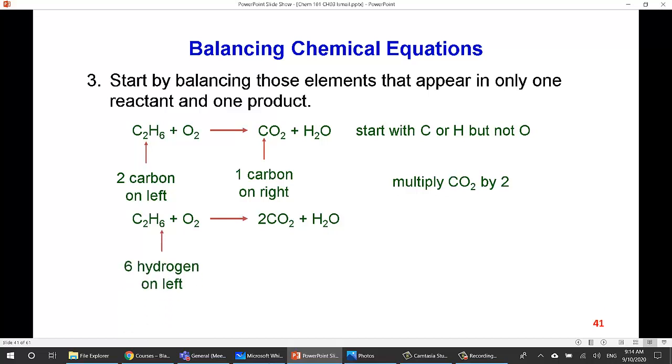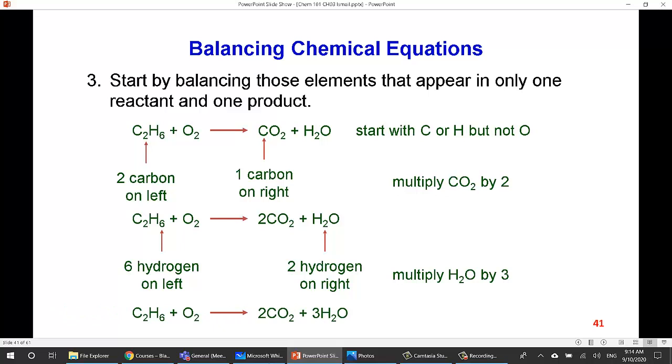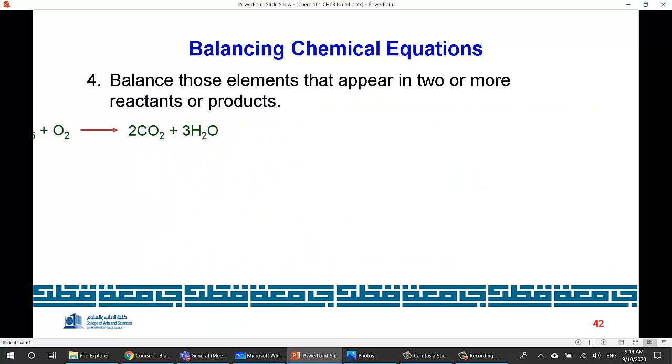Now we move on to the hydrogens. We have 6 hydrogens here to the left. We only have 2 hydrogens to the right. So the best thing to do is we multiply the H2O by 3. So now the equation becomes like that. Now the hydrogens and carbons are balanced. Now we need to move on to the oxygens.